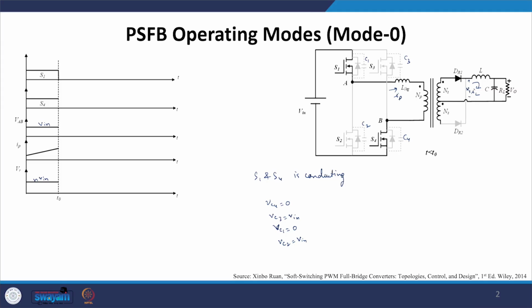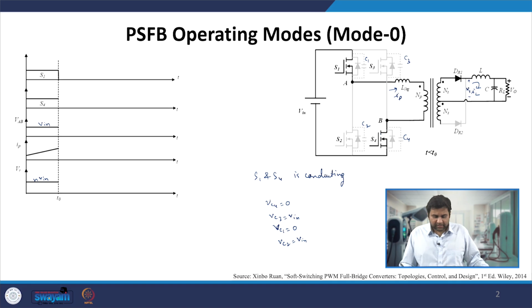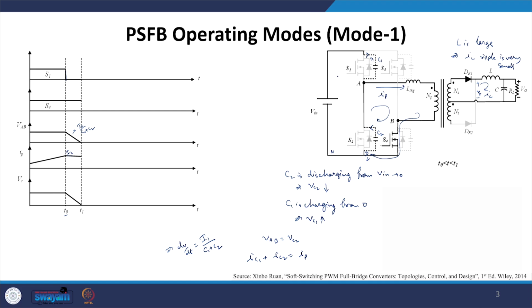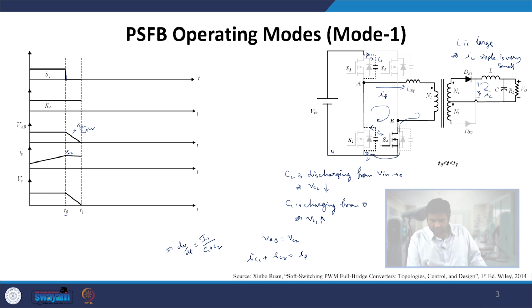If we recall, in our previous lectures we started discussing different modes, where in the first mode S1 and S4, the diagonal switches, were conducting. Since they were conducting, Vc4 is 0, the voltage of capacitor C3 is Vin, Vc1 is 0, and Vc2 is Vin. Then at t equal to t0, we removed the pulse from the S1 switch.